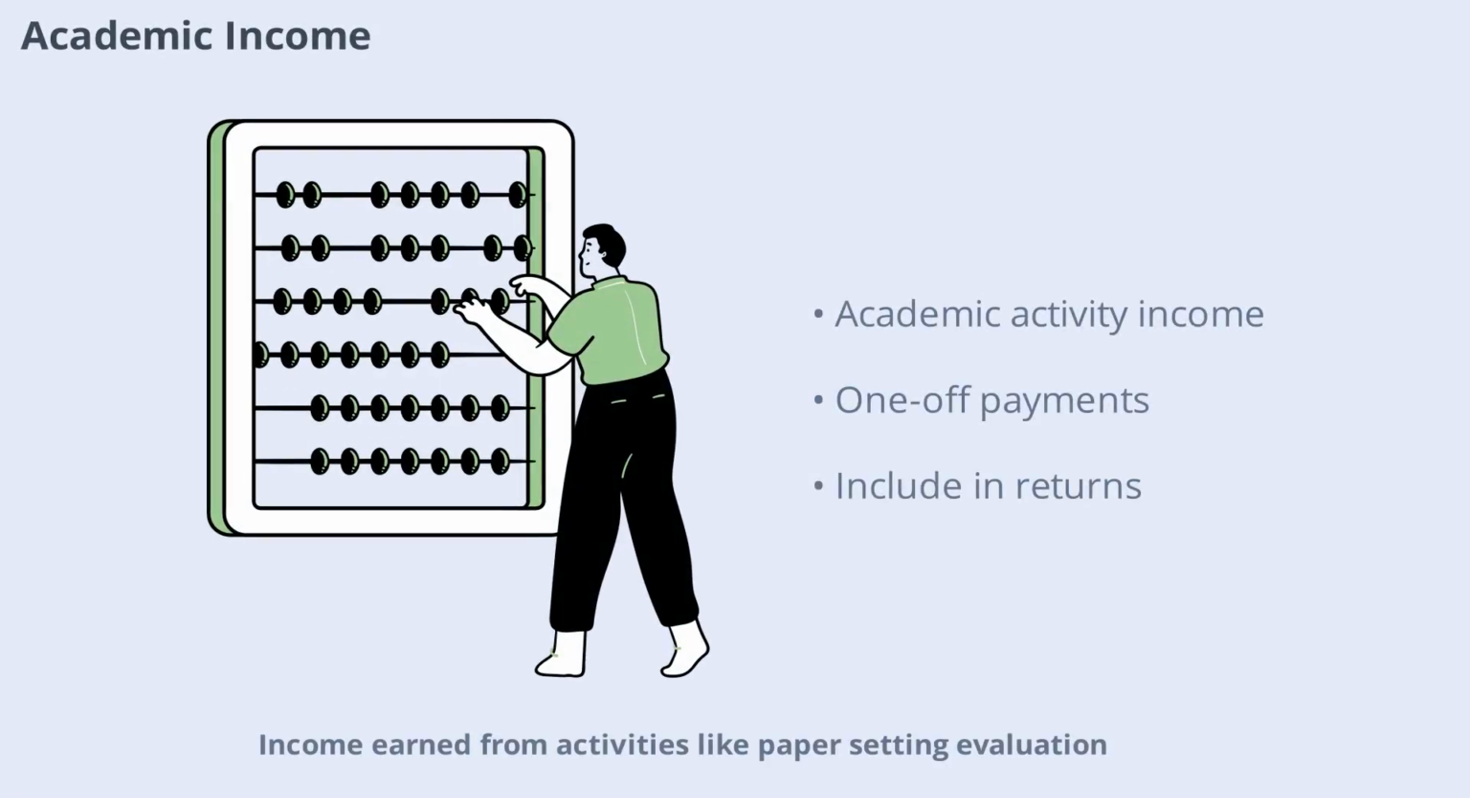Income earned from activities like paper setting, evaluation, or invigilation is also taxed under this head. These are typically one-off or irregular incomes that don't fit into other categories. If you receive such payments, make sure to include them in your tax return under income from other sources.